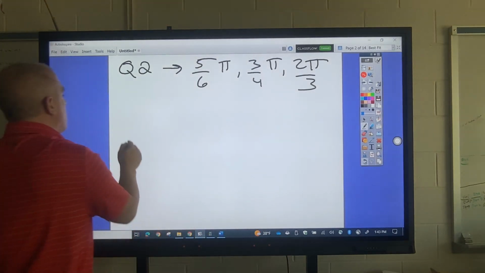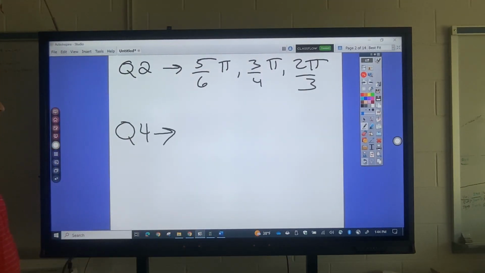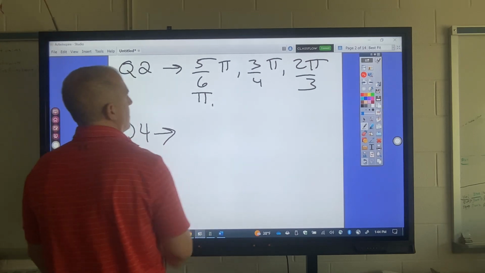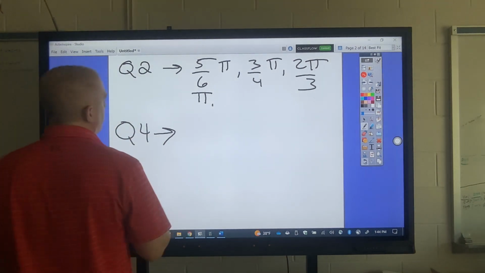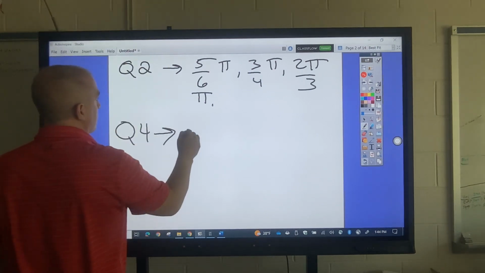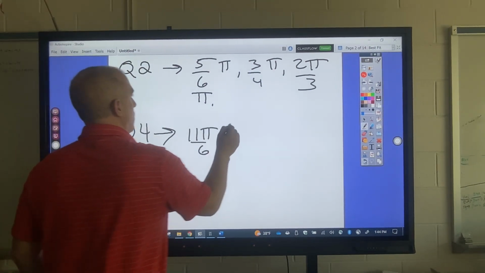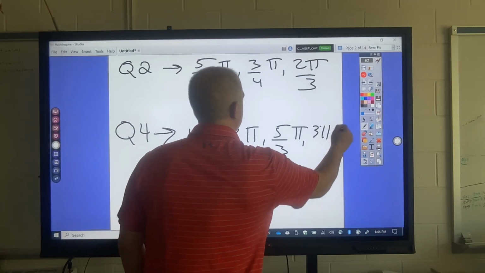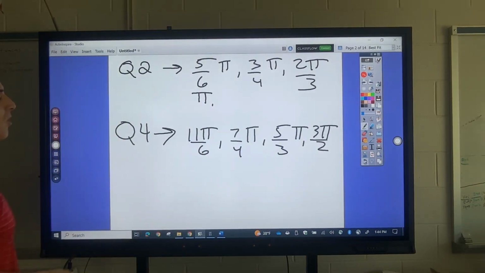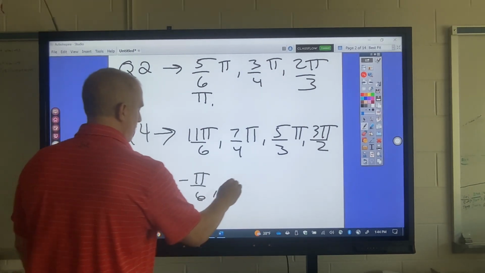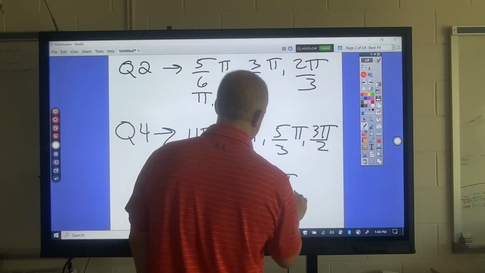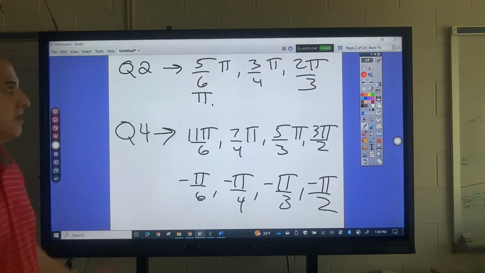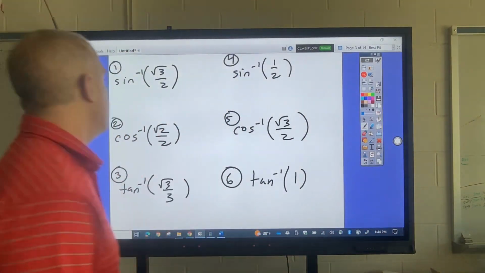Okay, if you're using the quadrant 4 angles, you're also using pi in there. We'll get into that in a second. For quadrant 4, you can use 11 pi over 6, or 7 pi over 4, or 5 pi over 3, or 3 pi over 2, okay? If you want, you can always just do the negative versions. So you can use those if you want, either or, okay?